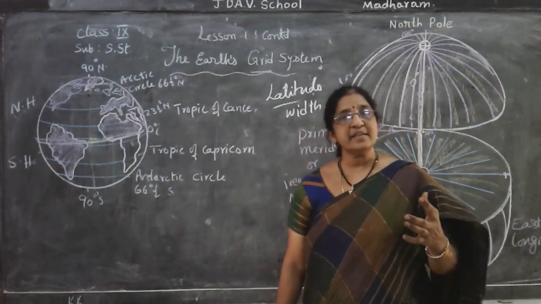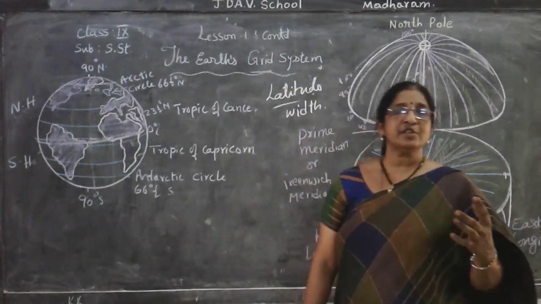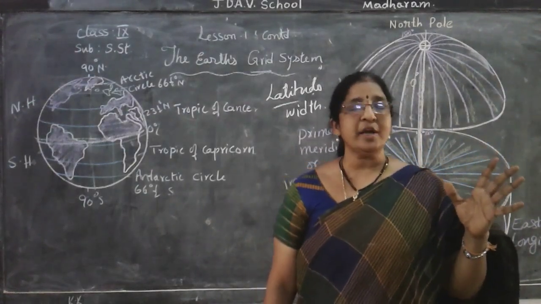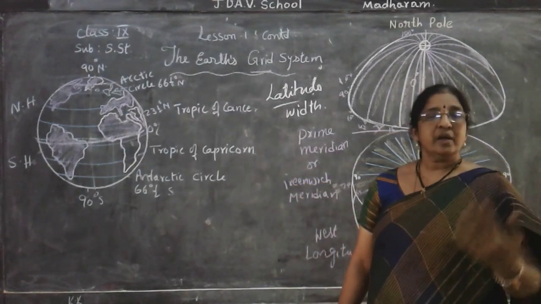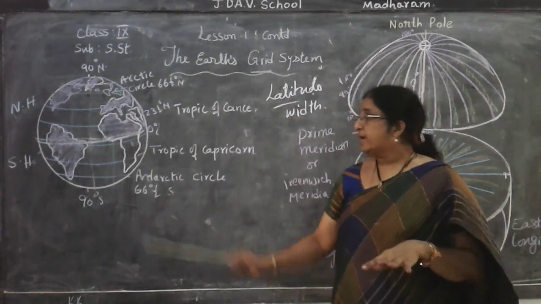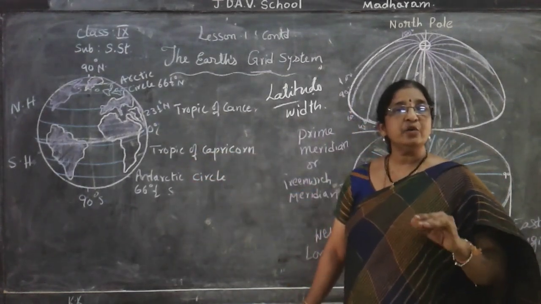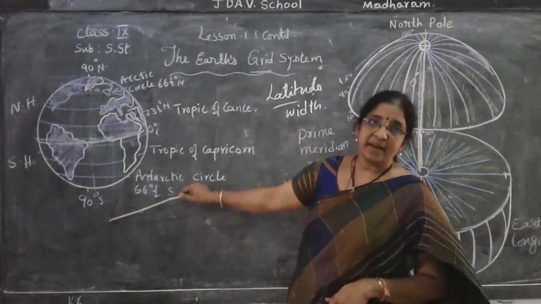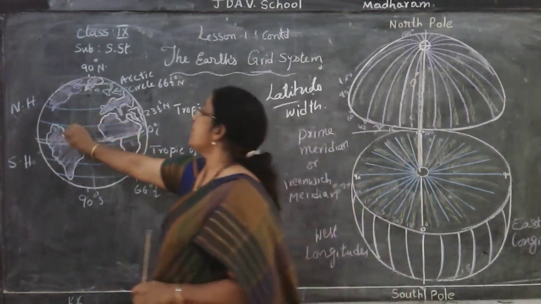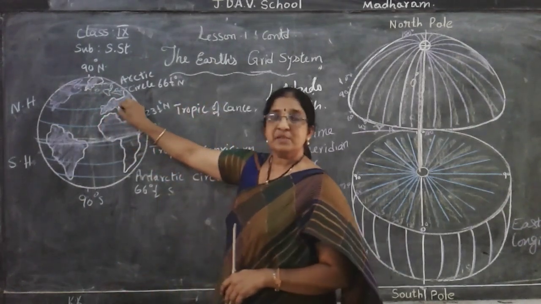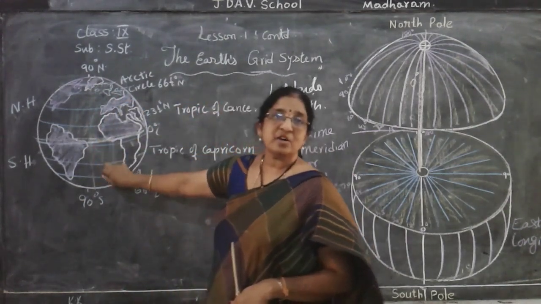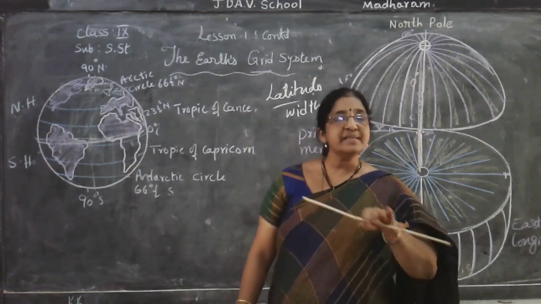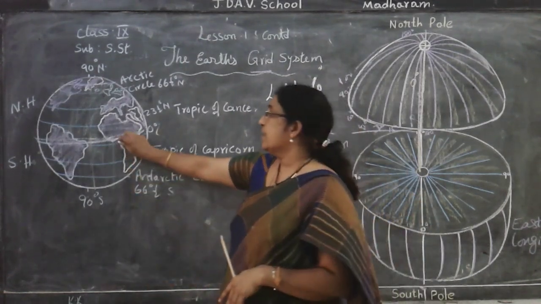Why do we need this grid system? We need the grid system to locate places exactly, where a place is located and in which hemisphere. Hemisphere means half circle. The earth is divided into parts. One is the northern hemisphere and the other is the southern hemisphere. This shaded part is the northern hemisphere, and the south part is called the southern hemisphere. Hemi means half, and sphere means circle, half circle.